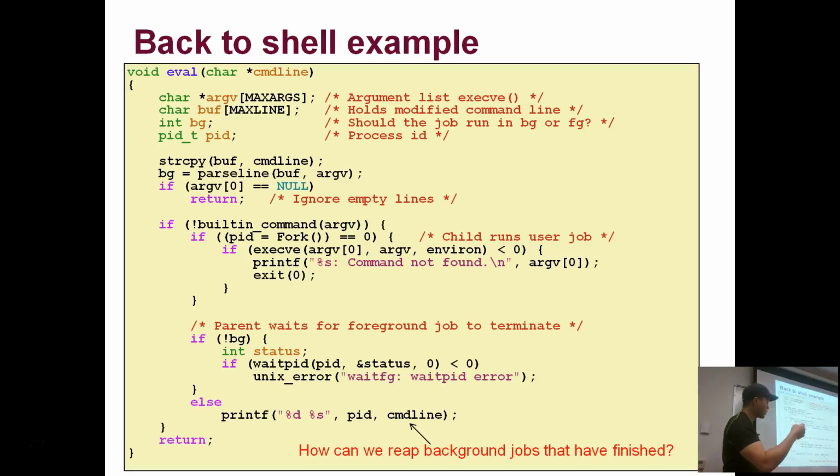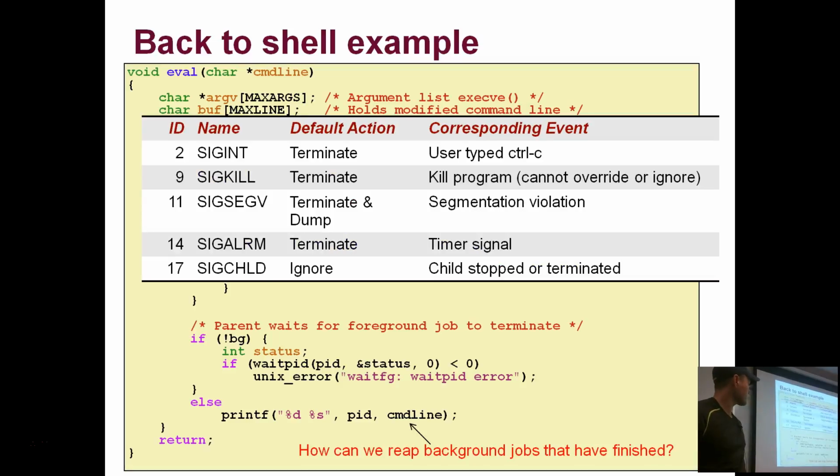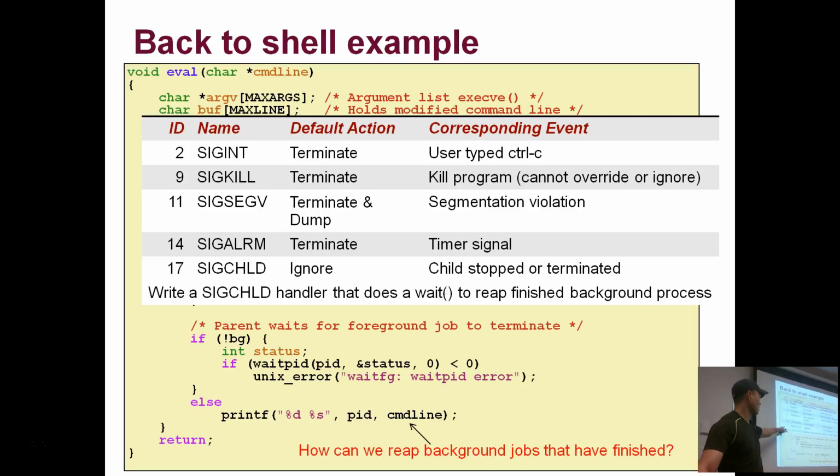So what SIGCHLD does, it doesn't tell you which child died. It just tells you a child died. But yes, what you would want to do is, in that SIGCHLD handler, do a wait to clean up. So that's what this parent needs to do: set a SIGCHLD handler that will reap the child so that the cleanup can be done. So on this SIGCHLD, you want to write that SIGCHLD handler that does the wait. And that's pretty simple.